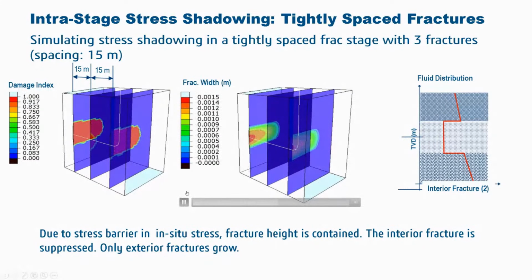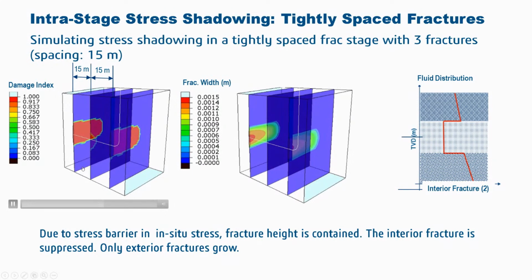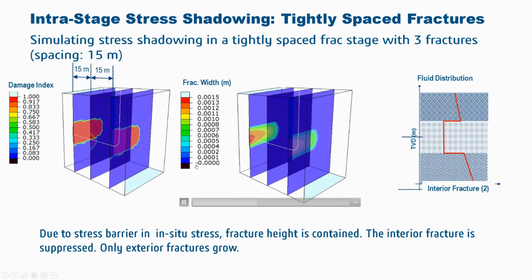When multiple fractures are propagating simultaneously, they can interact with each other, and this phenomenon is well known as stress shadowing. Because of the stress shadowing, some of the fractures can be suppressed, leading to a lesser number of fractures than you would expect. So here you're seeing an example of stress shadowing in a system of 3 fractures. These are tightly spaced fractures, meaning that they are located very close by. And because of the interfracture interaction, you can see the middle fracture is being suppressed while only the outermost fractures continue to grow.